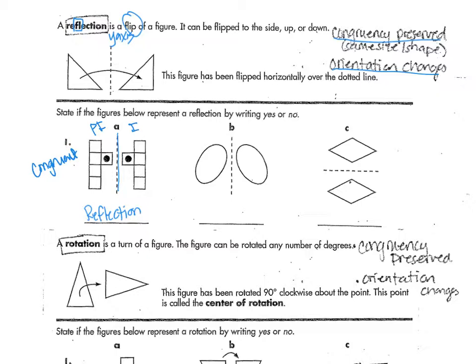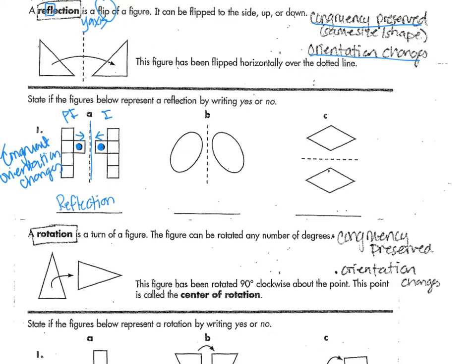And does the orientation change? Yes. So if the black dot here is facing to the right, and here the black dot is facing the left, so the orientation changes. It's congruent, orientation changes. Then B, is it a reflection? Yes or no? Yes, it's a reflection.